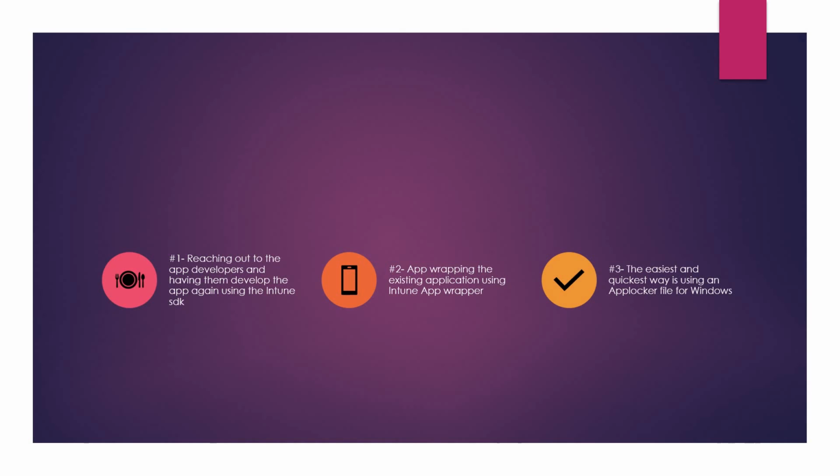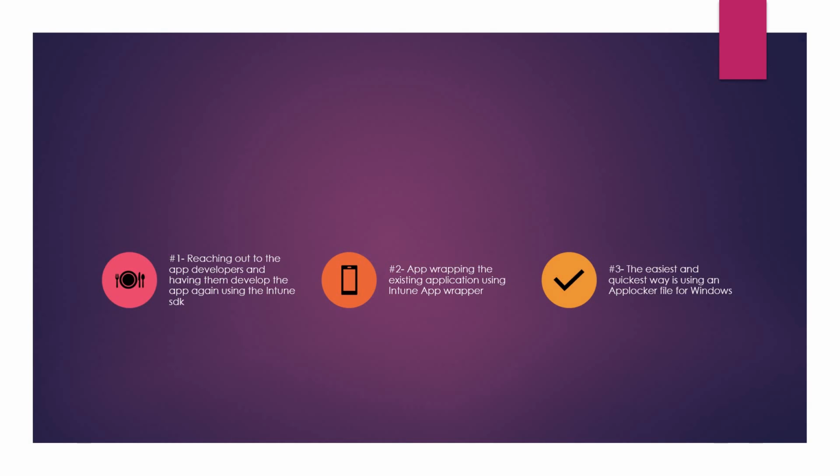So obviously if we are making it a managed application, or an enlightened application, then it's going to behave like a typical enlightened application. It's going to get managed and behave like one. So the first method is changing an unenlightened application to an enlightened application by developing it again using the Intune SDK.